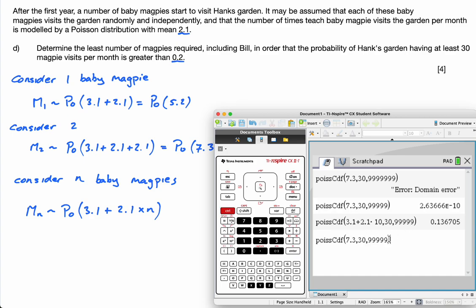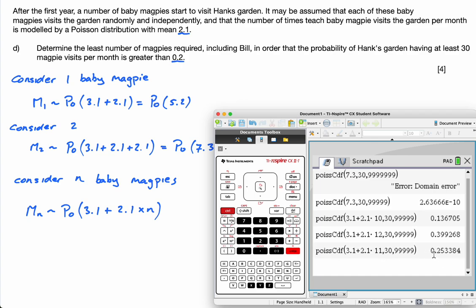Well, actually, let's copy and paste this now. I hope you understand, guys, what I've done here with this 3.1 plus 2.1 times 10. So I'm going to change this 10 now to, let's try 12. Okay, that's too big. Let's try 11. It's too big because it's more than 0.2. So actually, the answer is going to be 11, guys, because this is 0.25. Okay, right, good.